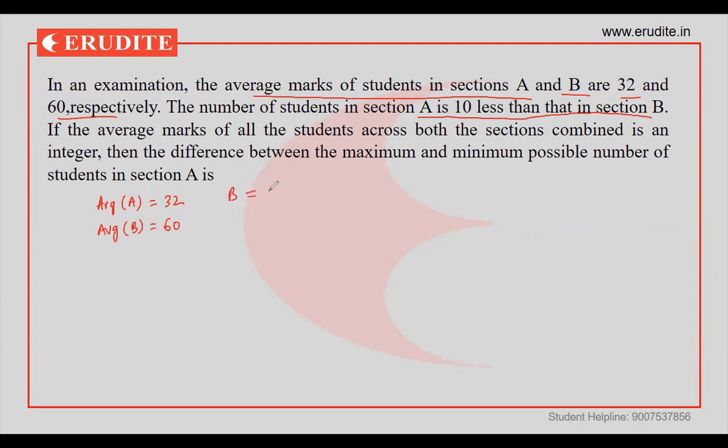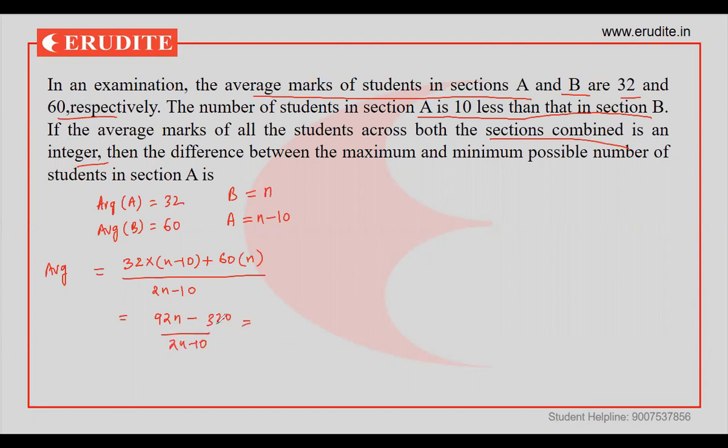If I assume that the number of students in section B is n, then the number of students in section A is n minus 10. If the average of all the marks across both sections combined is an integer, right? So guys, what will be the average? 32 is the average of section A, and there are n minus 10 students, plus the average of section B is 60, and there are n students, and there are total 2n minus 10 students. So this will be the average of both the sections. Once you solve it, it is coming (92n minus 320) upon (2n minus 10).